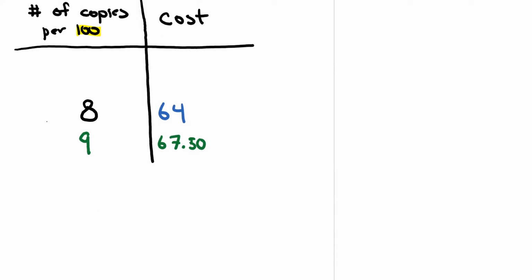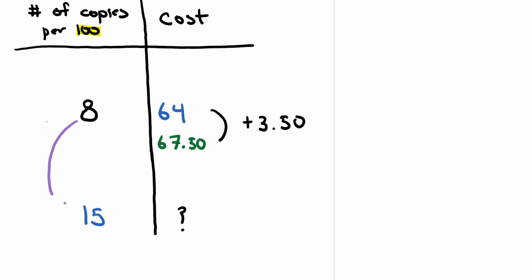Basically I need to go down all the way to 1,500, and the question is, how much will that cost? Well, I know the slope is going to be $3.50. So if you want to do this a simple way, you can ask yourself, how do I go from an 8 to a 15? Well, I need to add 7, right? 8 plus 7 is 15.